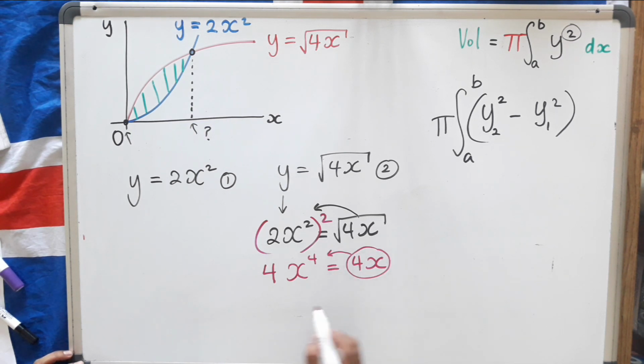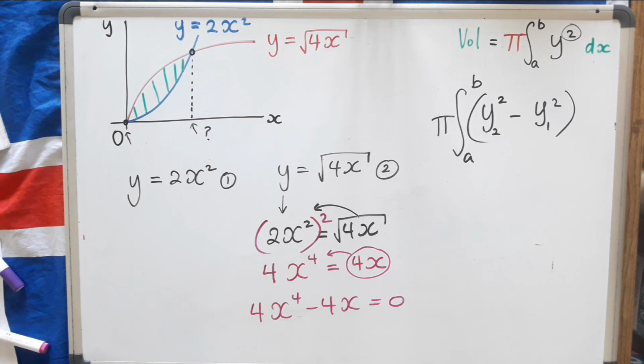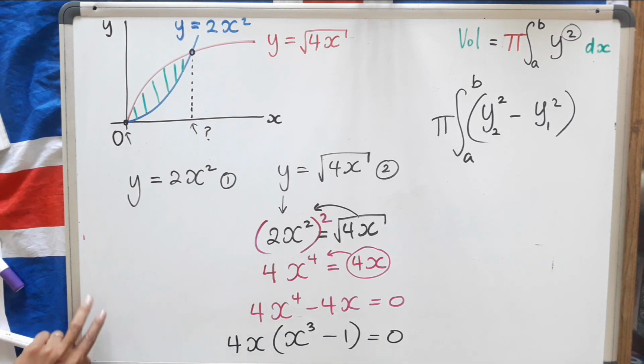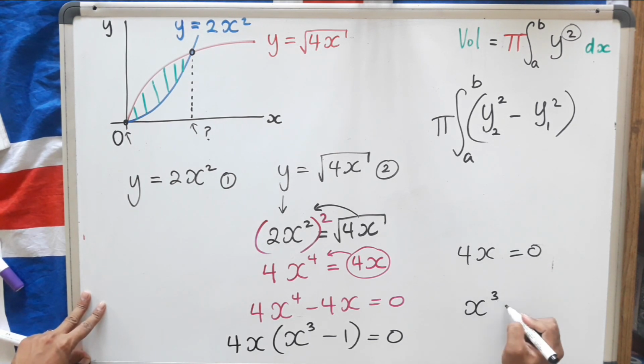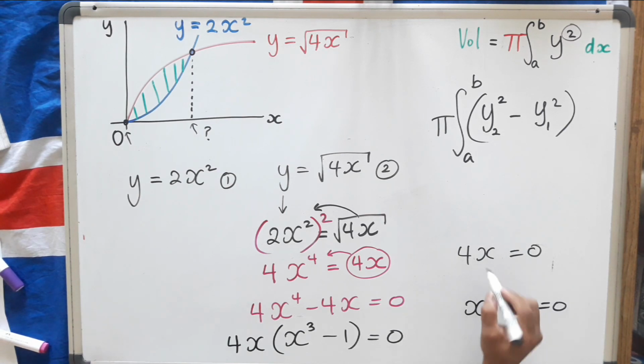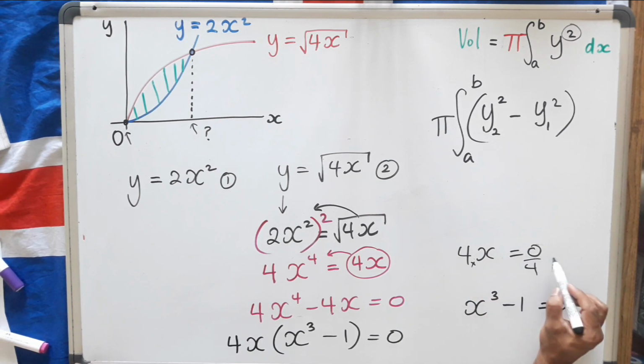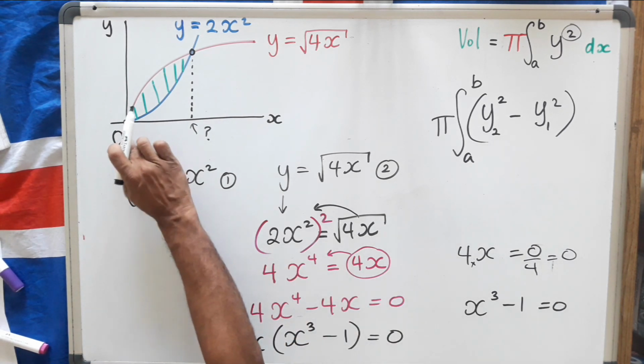Let's throw everyone on the same side. We have 4x to the power 4 minus 4x is equal to 0. It seems to me that we can factorize out 4x. So if we factorize out 4x, we get x cubed minus 1 is equal to 0. That looks about correct. We put each portion equal to 0. So 4x is equal to 0, and at the same time, x cubed minus 1 is equal to 0. If we solve for x here, throw across the multiply, you'll get divide 0. So our first value was 0.